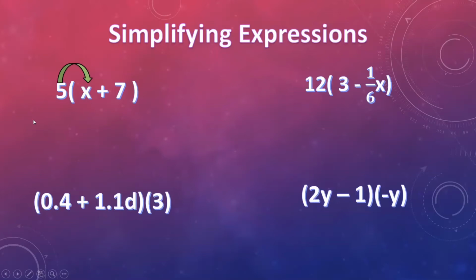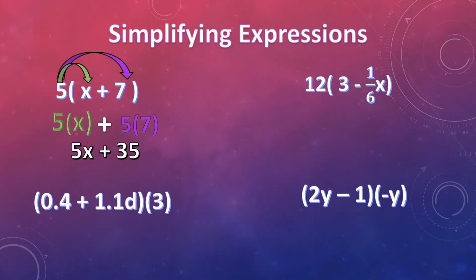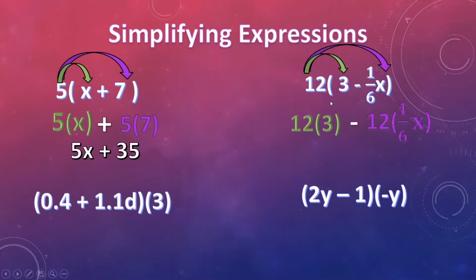So here I'm going to distribute my 5 to both things. So 5 times x plus 5 times 7 will give me 5x plus 35. Did you guys get that? Good. Now if I come over here, I have 12 times 3, and then I have 12 times -1/6x. So it's in your best interest just to write that out, and you can go to the side to do the math if you need to. But you'd get 36 minus 2x. That is because 12 times 1/6 is 2.